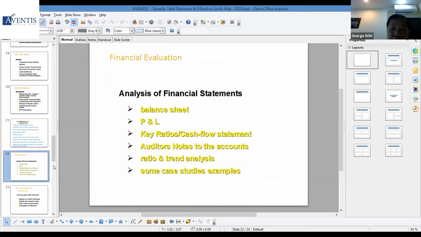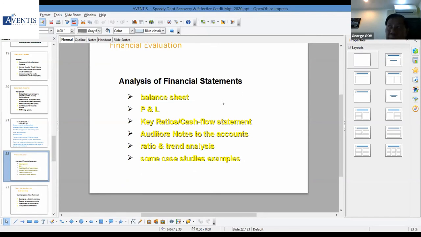How you do all this, the profit and loss statement. Auditor's note, we look at the auditor's note. Even if you are not doing the approval, this comes in handy when you are collecting from a debtor who is not paying up. You have to get the financials if you have them and then see what is happening.